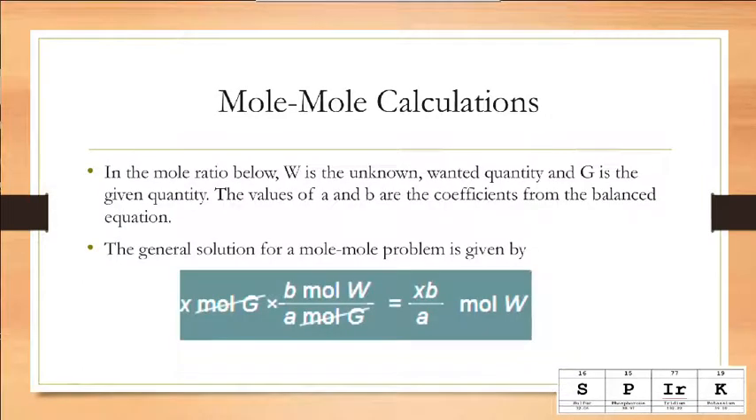So we can look at mole-to-mole calculations, and in the mole ratio below, W is the unknown wanted quantity and G is the given quantity. The values of A and B are the coefficients from the balanced equation. The general solution for a mole-to-mole problem is given by the following: some amount of moles of G times the mole-to-mole ratio of G to W. And when we multiply that through, we're left with just the moles of W. Remember that A and B are the coefficients that correspond respectively to G and W.